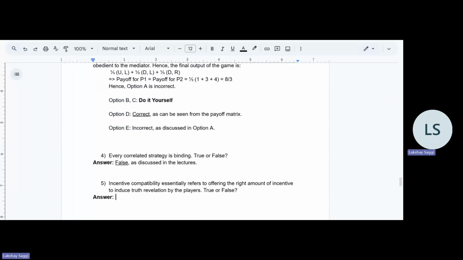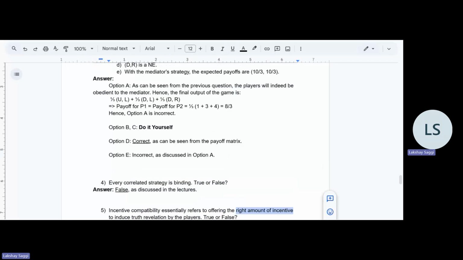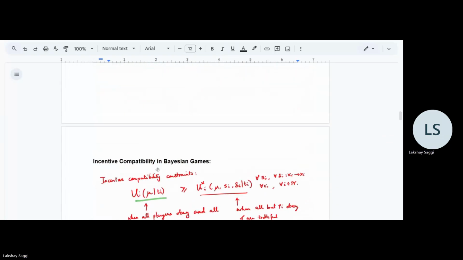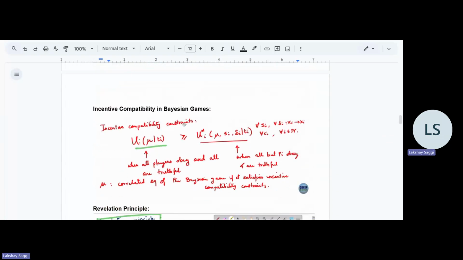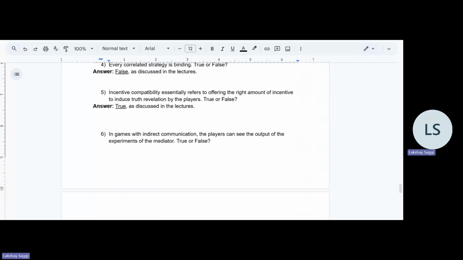So this utility being better if they report their true types can be thought of as an incentive to report the truth. So yeah, this is actually true. This is a very fluid definition of incentive compatibility, that the right amount of incentive is a very fluid thing to say, which just means that ensuring this kind of a constraint is the right amount of incentive. Okay, so now let's move on to the sixth question.